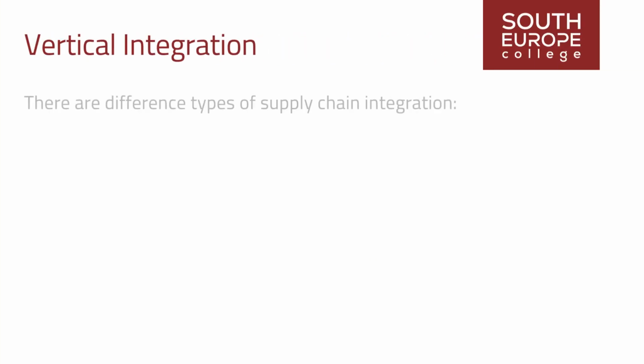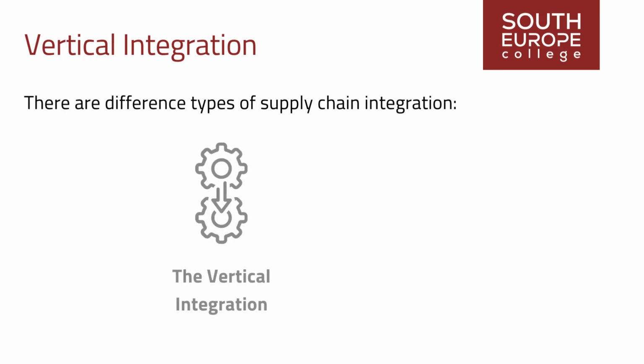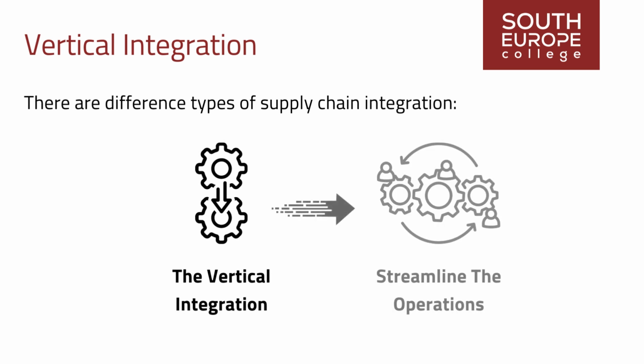There are different types of supply chain integration. The first one is vertical integration, a strategy that allows a company to streamline its operations by taking direct ownership of various stages of its production process rather than relying on external contractors or suppliers.